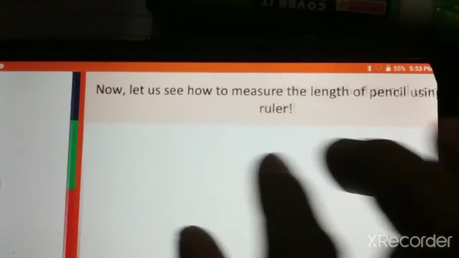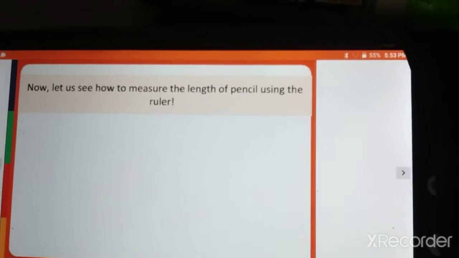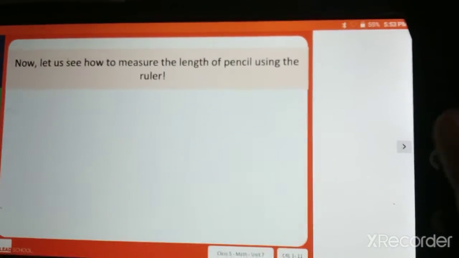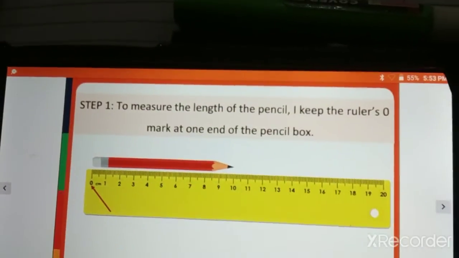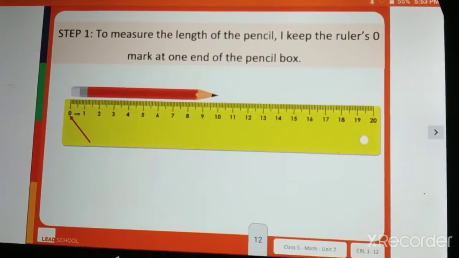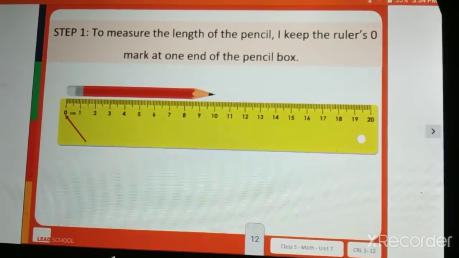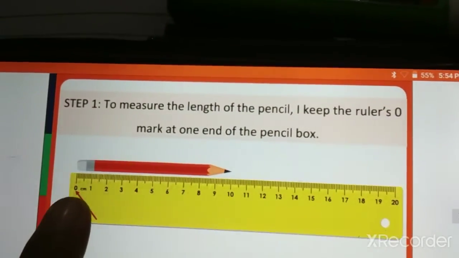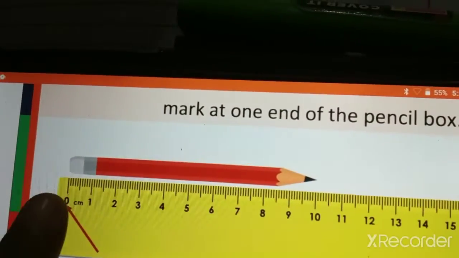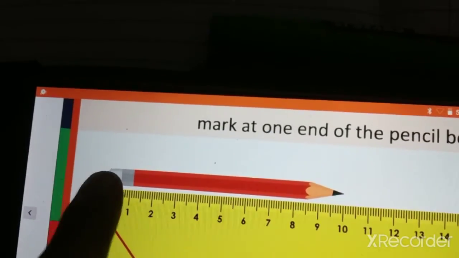Now, next. Let's see how to measure the length of the pencil using the ruler. How can we use the ruler? We have to follow these steps. To measure the length of the pencil, I keep the ruler's 0 mark at one end of the pencil. Here you see the starting point, we took it from 0, right? We have to mark here.